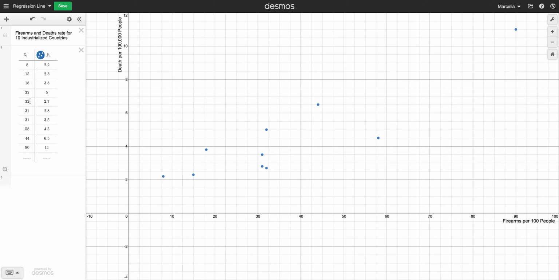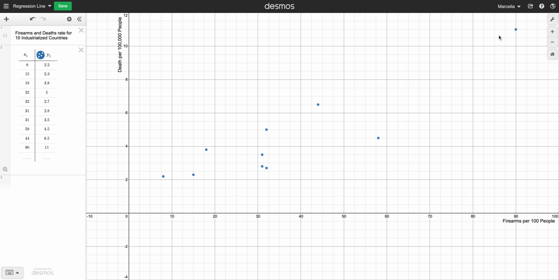There are 10 industrialized countries that were interviewed, and they determined the number of firearms per 100 people and the rate of deaths per 100,000 people. And here I put in a table. How did I do that? I went here, add item, and add a table, and then I filled out the information that was available about those 10 countries. And immediately on the right side, I see the scatter plot.